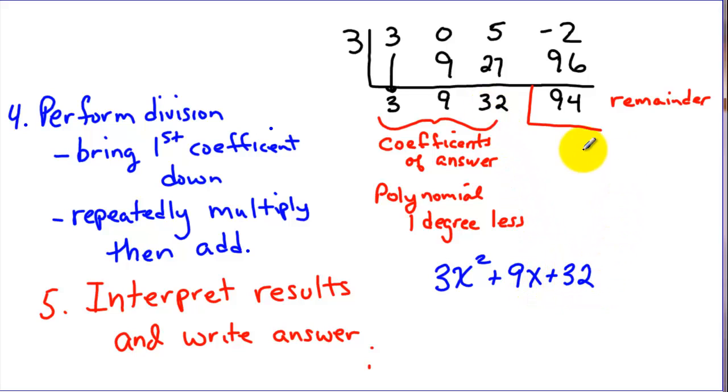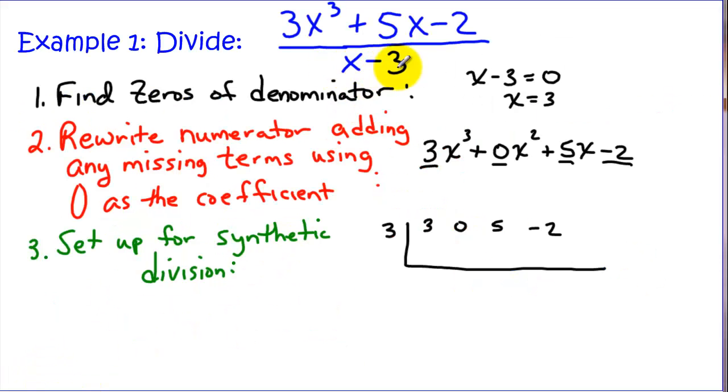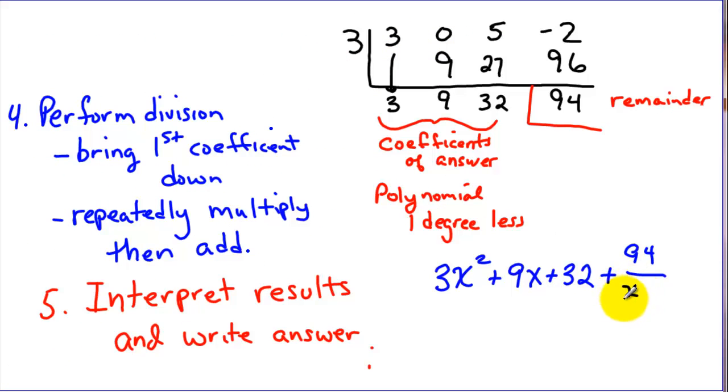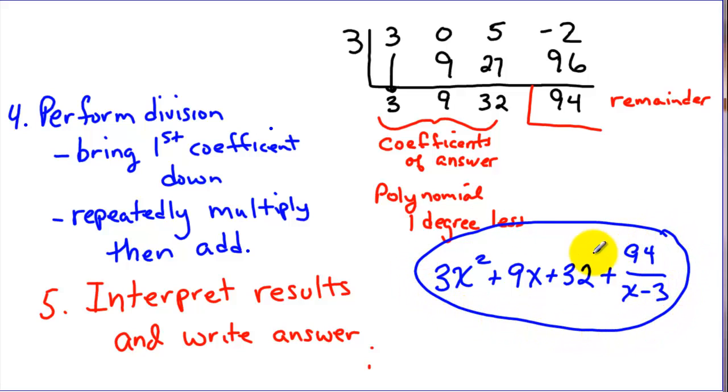And then we have to include our remainder. If you remember from doing division in grade school with just regular numbers, we take the remainder and form a fraction by putting it over what we divided by, and we divided by x minus 3. And this would be our answer. This would be the result of that division on the previous page.